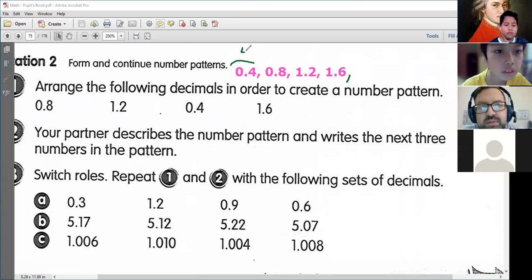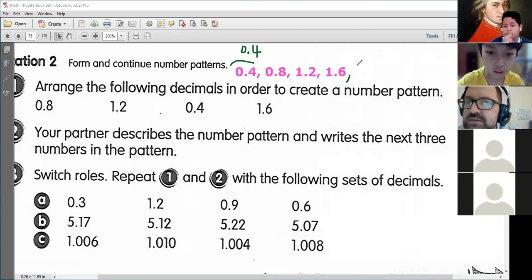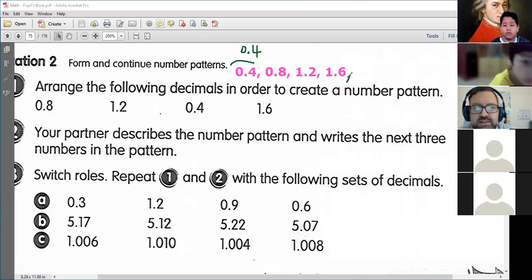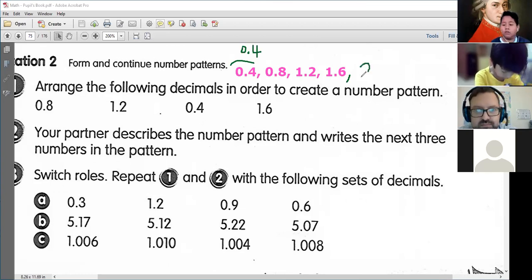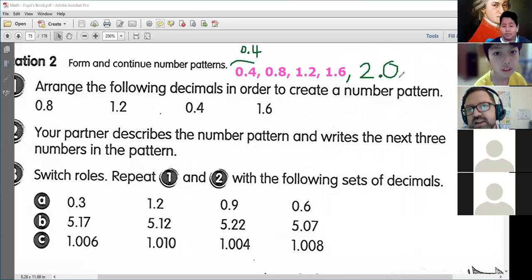We're adding 0.4 every time here. So instead of adding 4, I'm adding 0.4. So it goes 0.4, 0.8, 1.2, 1.6. Vitu, what number is going to come next? After 1.6, what comes next? Not 20.0, but 2.0. We can also just refer to 2.0 as just 2, okay? 2.0 is equal to 2.